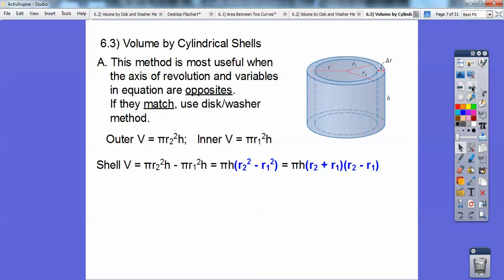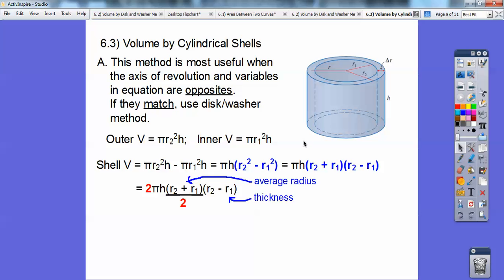Okay, and then what I'm going to do is I'm going to insert a 2. Okay, so all I did was, here's 1. This is just 1 right here. This is my 2 over 2 right there. But the reason why I did that is I want you to recognize that this is the average of the radii right there. R2 plus R1 over 2 is the average of the radius. And then this is just the thickness of it right there. Okay, so R2 minus R1 is just the thickness right there.